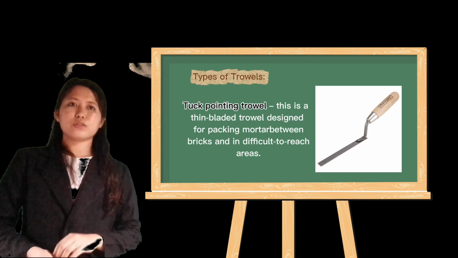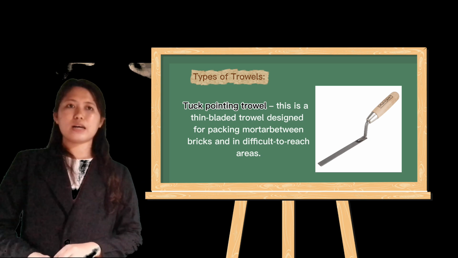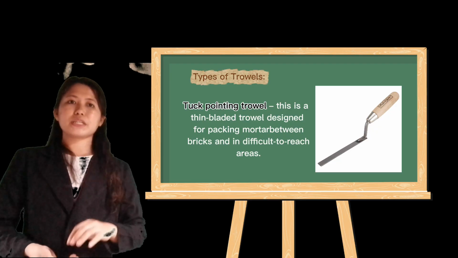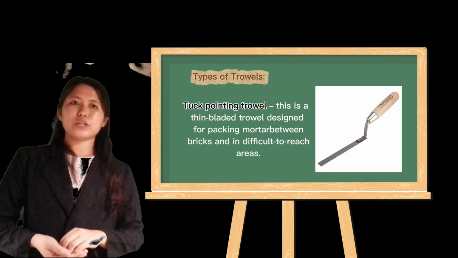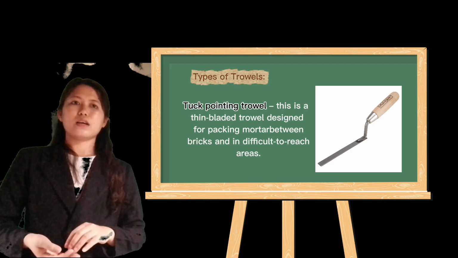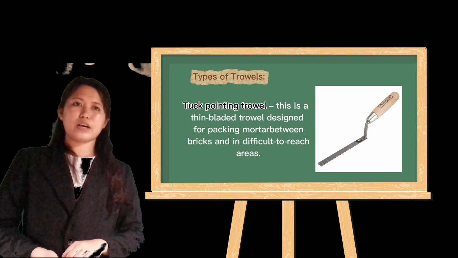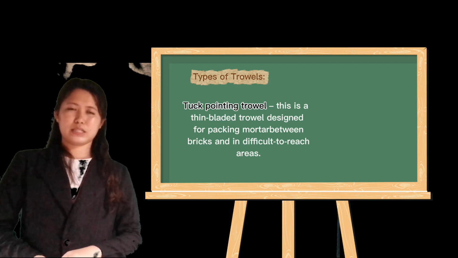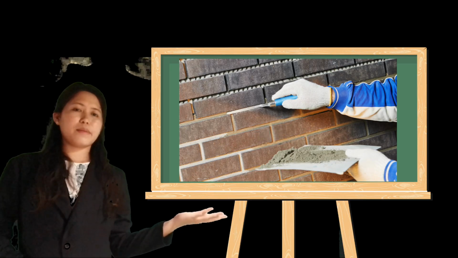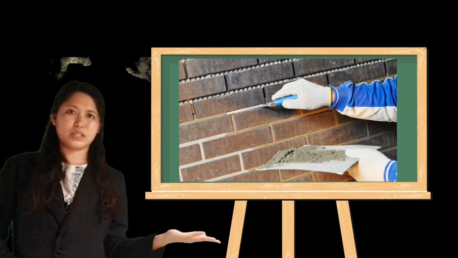So yung tack pointing trowel ay may makitid at mahabang talim, which is ginagamit sa pagpuno ng semento sa makikitid o mahirap abutin na area sa pagitan ng mga bricks. So, ito yung ginagawa gamit yung tack pointing trowel.